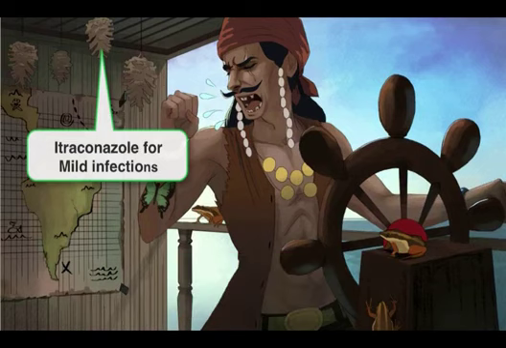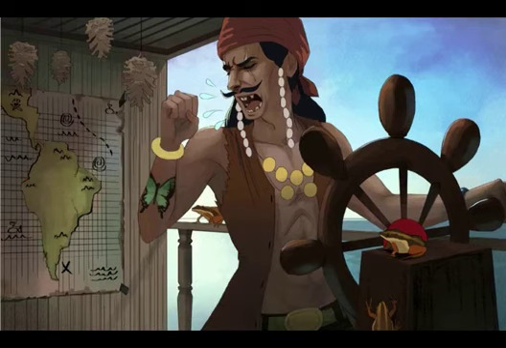So all in all, paracocci is pretty simple. And if there's anything you really need to take away from it, it would be the two buzzwords of South America and captain's wheel, as well as remembering the mucocutaneous lesions and the lymphadenopathy. And that's paracocci.